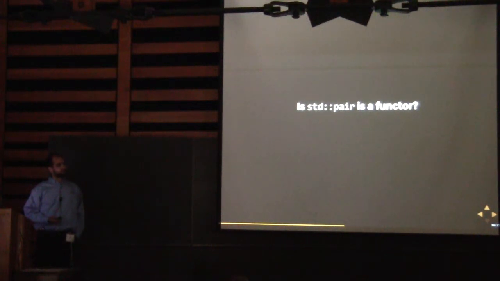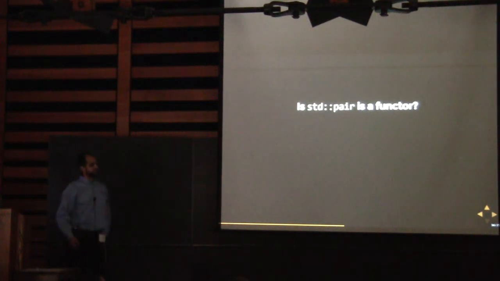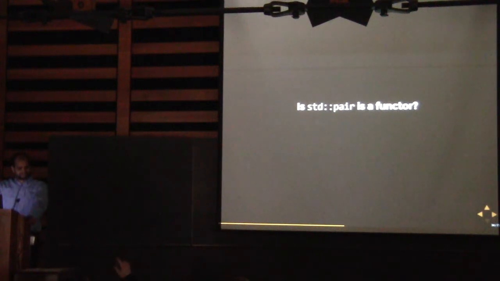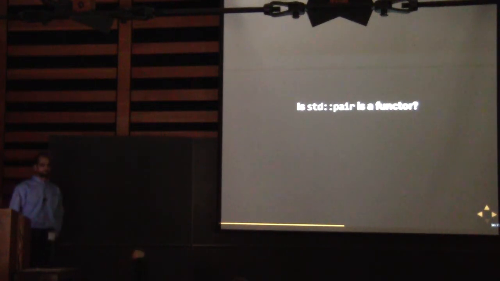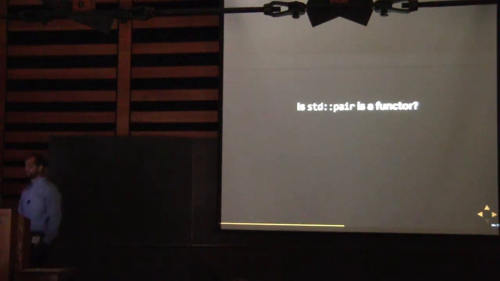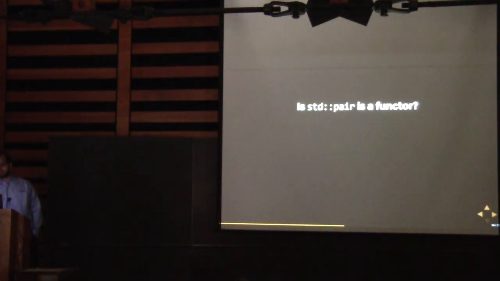No, because it holds two elements of different types, potentially. Std pair is not a class template with one parameter. That's right. If you define a template alias that fixes one of those two parameters, that alias is a functor. If you fix one of the template parameters, then you do get something with one template parameter, and then you can form a functor.